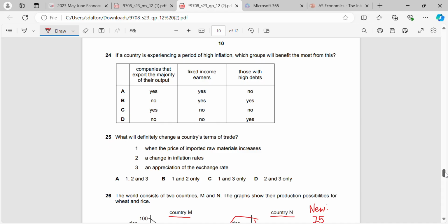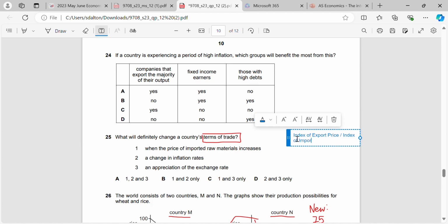Okay, question 25. What can definitely change a country's terms of trade? Now this comes up very often. The answer options include when the price of imported raw materials increases. So first of all, what is our terms of trade? It's our index of export prices divided by the index of import prices, so the average prices of both, multiplied by 100. Now if the price of imported raw materials increases, that is obviously going to change the index of import prices, right? So that will definitely affect the terms of trade.